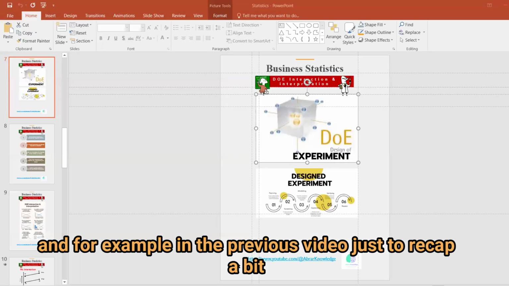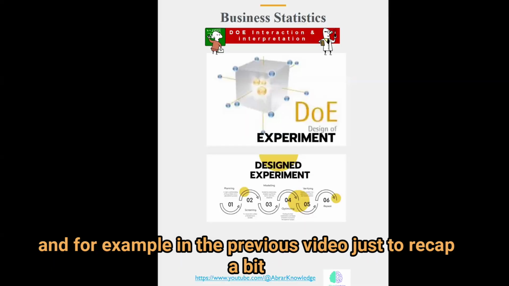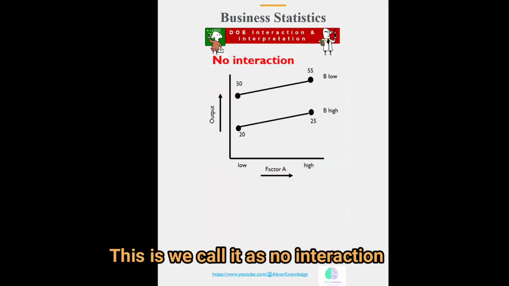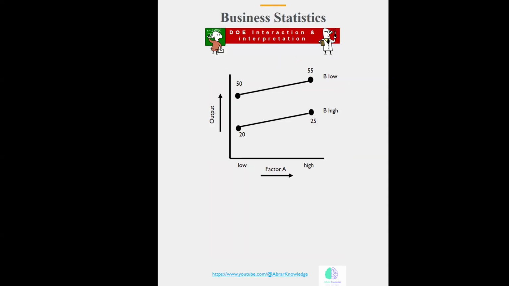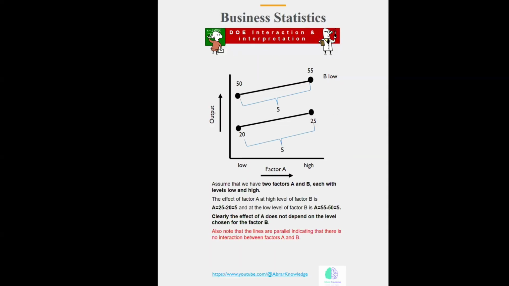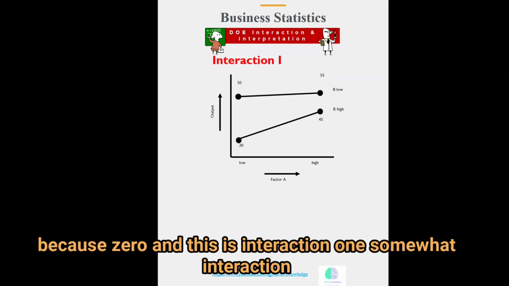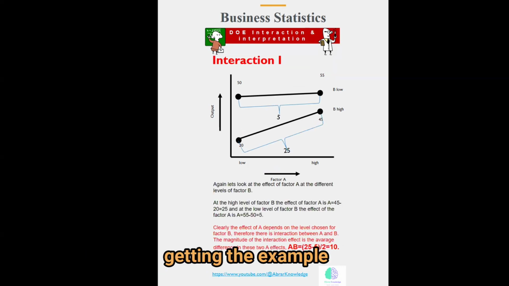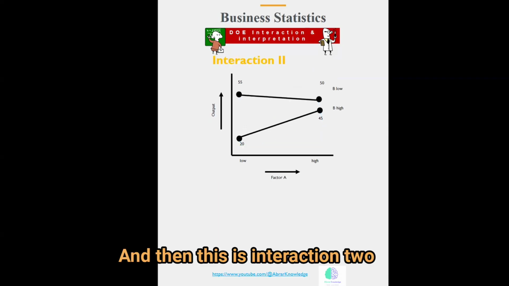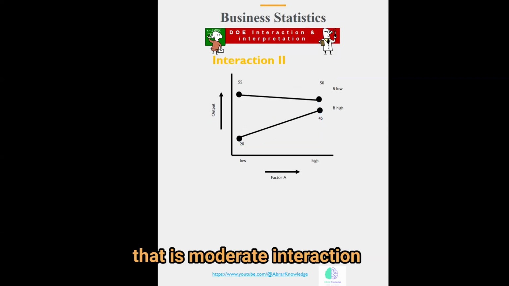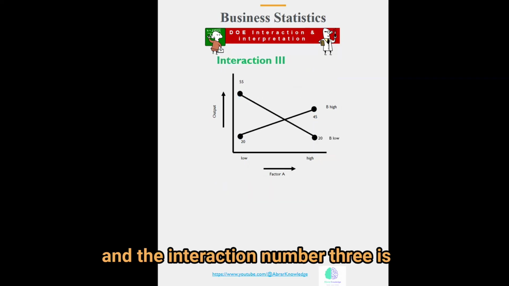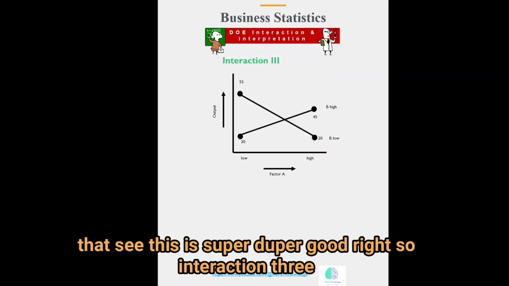And for example, in the previous video, just to recap a bit, we call this no interaction, and this one is 0. This is interaction 1, somewhat interaction, and you can see this is the 10 value we are getting in the example. And this is interaction 2, that is moderate interaction. And interaction number 3 is super duper good, right?